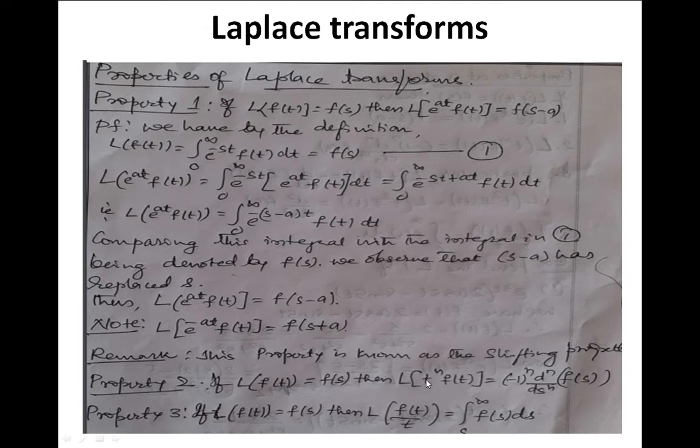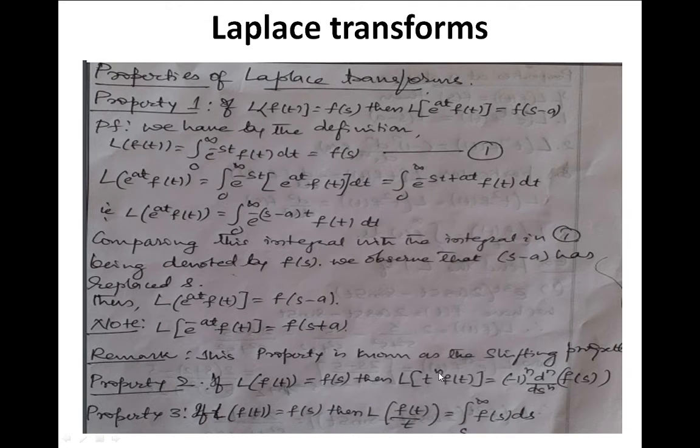Then the power of t. What is the power of t? This is n, right here: minus 1 to the power n, d^n upon ds^n. What is d^n upon ds^n? This is the nth derivative of the given function, I mean F of s. F of s is already taken: L of f of t is equal to F of s. Put F of s here. It depends upon the value of n.